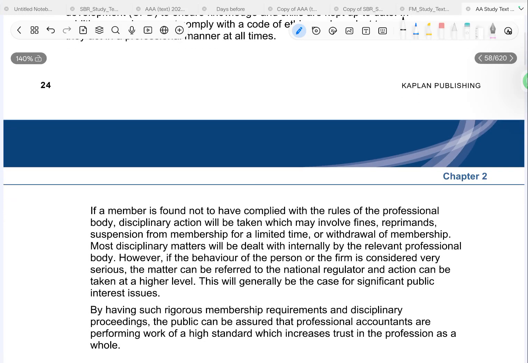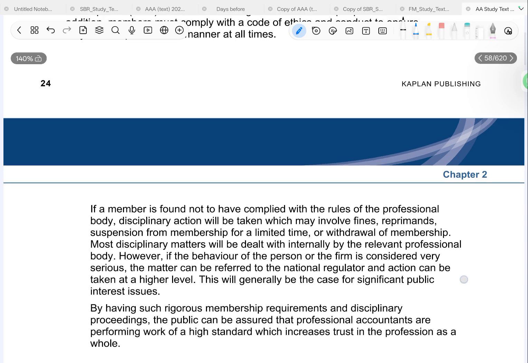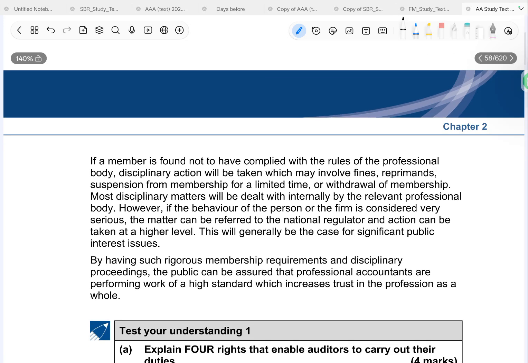Professional bodies have strict disciplinary systems in place. If a member is found to have violated their rules or professional standards, disciplinary action will be taken. This type of action depends on how serious the issue is. For less serious breaches, the body might issue a reprimand, which is basically a formal warning. And in some cases, the member may also be required to pay a fine.